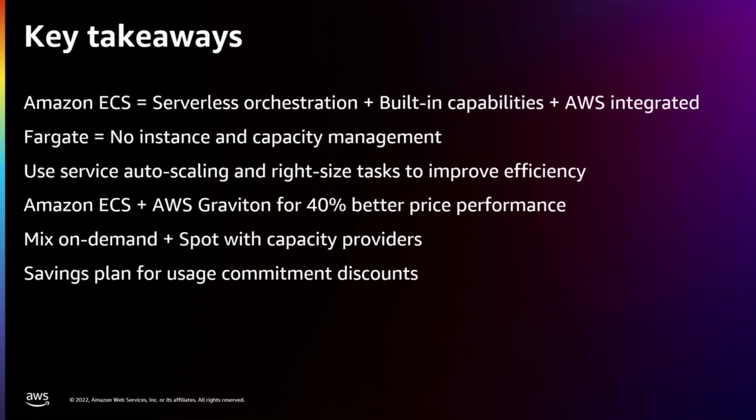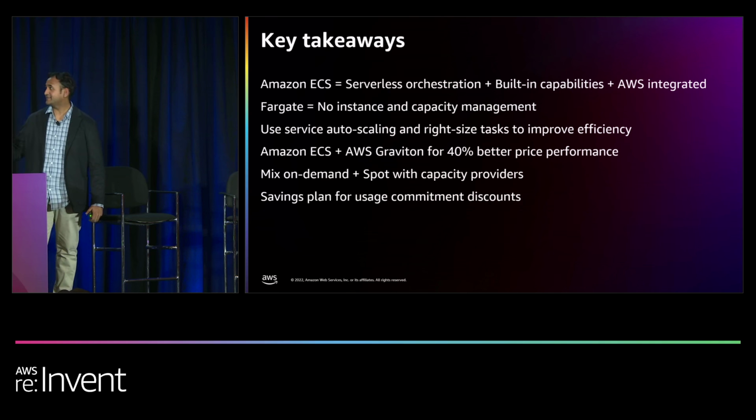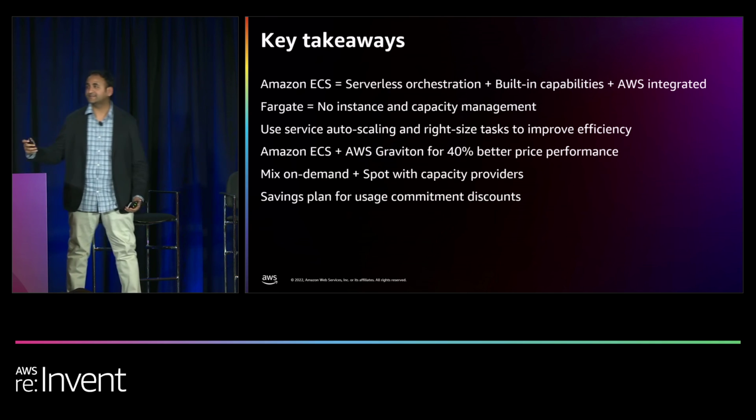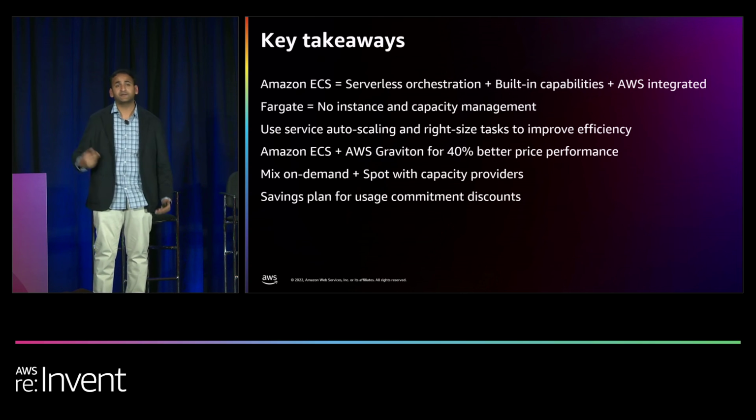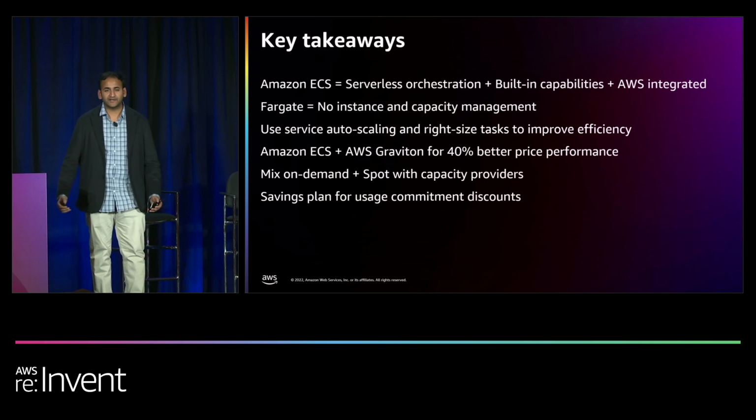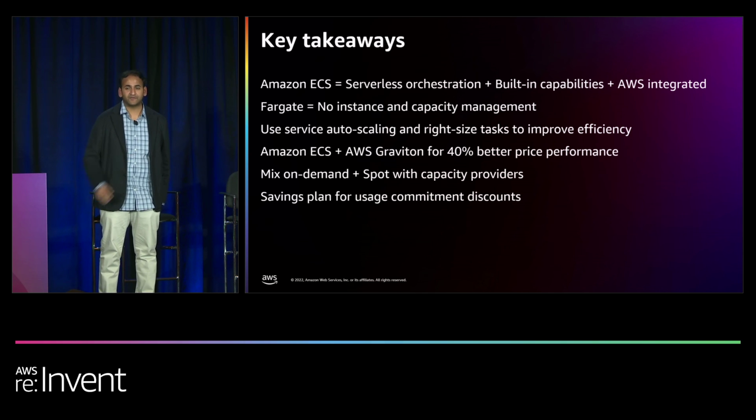Yeah. Before we close, I did want to take a minute to go through some of the key takeaways from the session so far. First, Amazon ECS provides fully managed container orchestration with built-in capabilities and is fully integrated with AWS, so you don't have to think about things that don't create value for your business. With Fargate, you get free instance management and free capacity management, so you don't need to think about maintaining sufficient capacity or being over-provisioned. All of that is taken care of. Patching is taken care of.